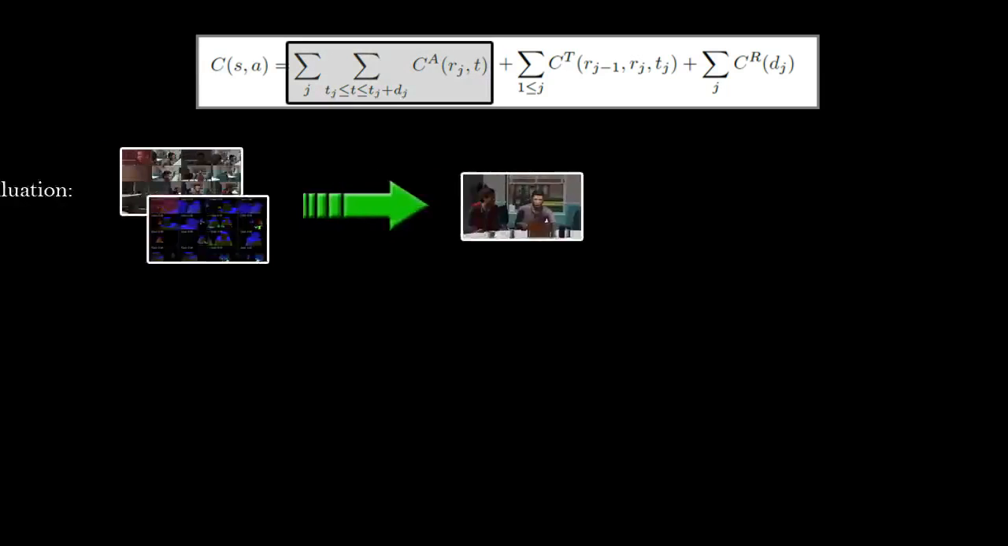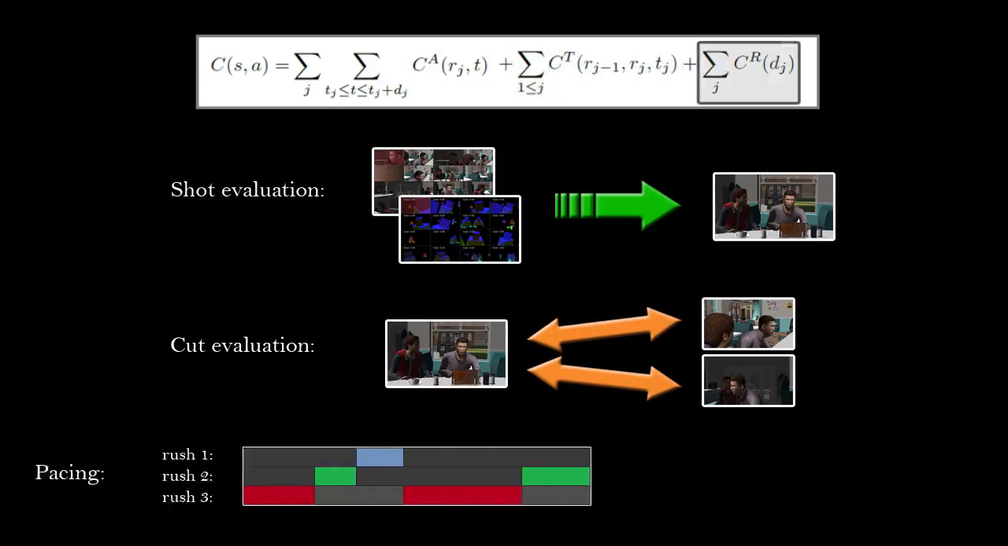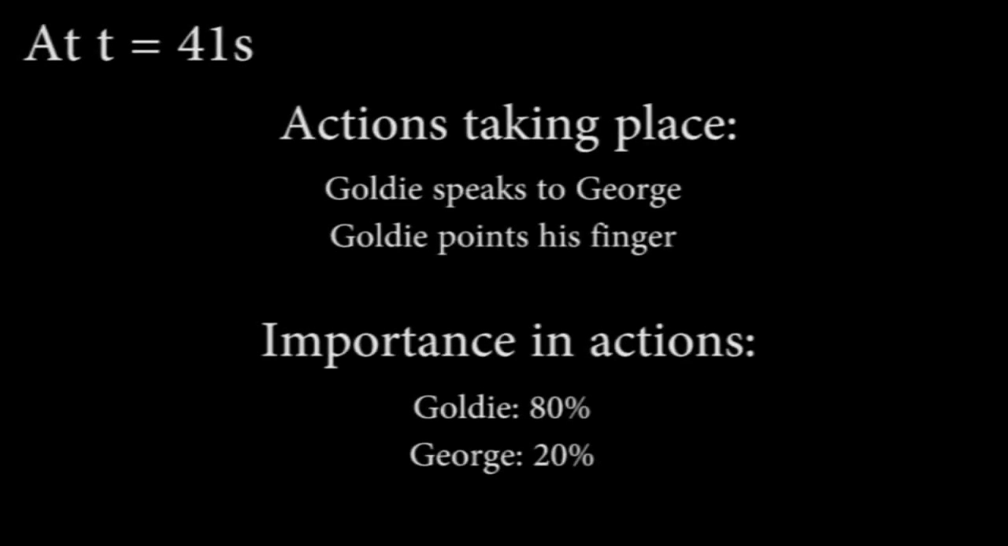To automatically compute the optimal edit, we express a global cost function on the entire sequence. It evaluates for each instant the cost of a shot, the cost of a cut between 2 shots, and the distance to a specified cutting rhythm. Now let's illustrate the process at a specific instant.